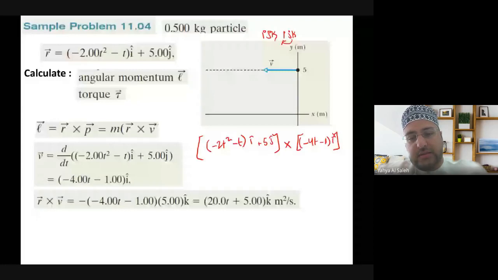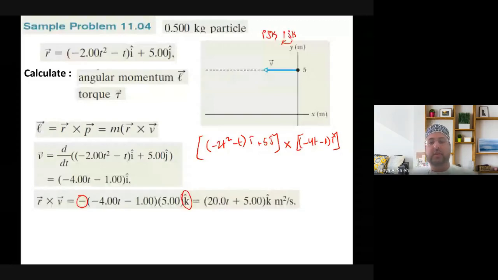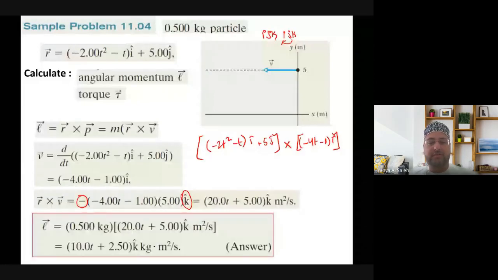So minus k, multiply the numbers, we get minus 20t minus 5. But then we have a minus outside, so minus minus is plus. So we end up with 20t plus 5 k meters squared per second. To find L, we multiply it by mass because it's m r cross v. We end up with 10t plus 2.5 kilogram meters squared per second in the k direction. Any questions on this?